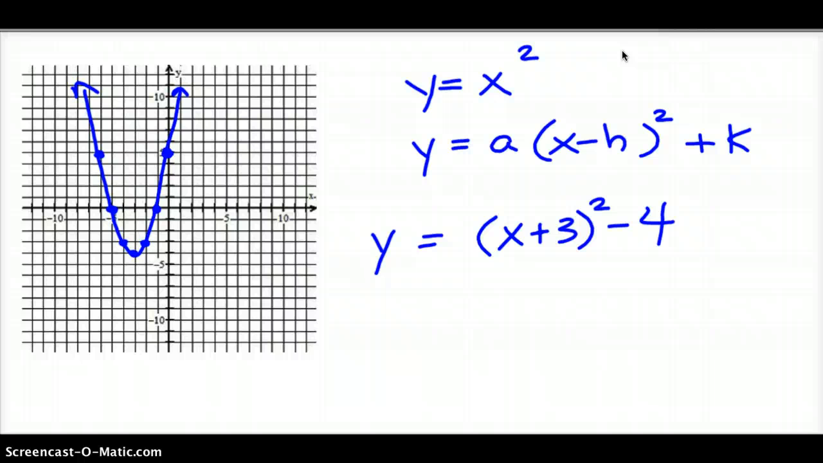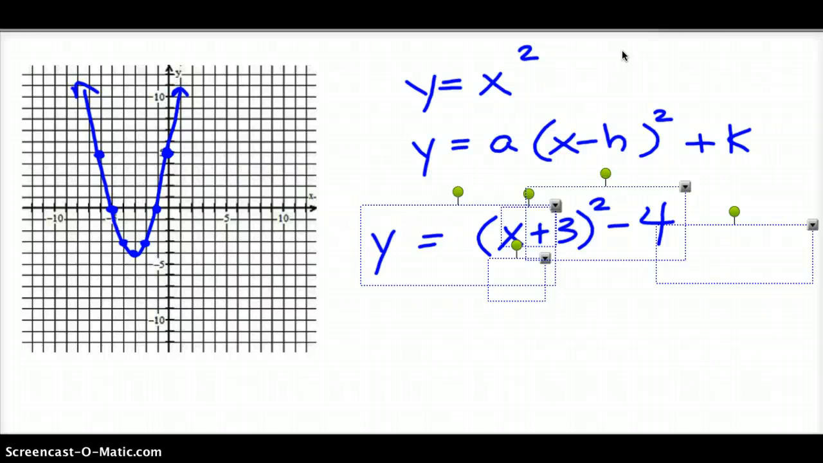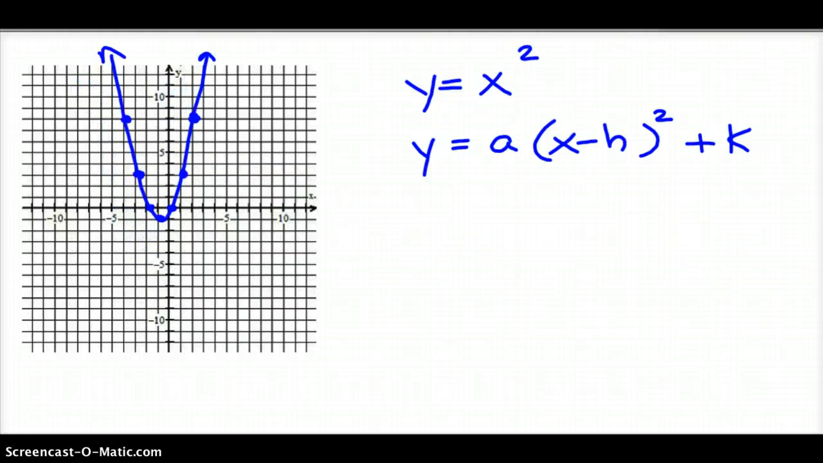So with my parent function being shifted, if we go back to the origin, here, that's the horizontal shift. So the h is the left to right, the k is the up and down.